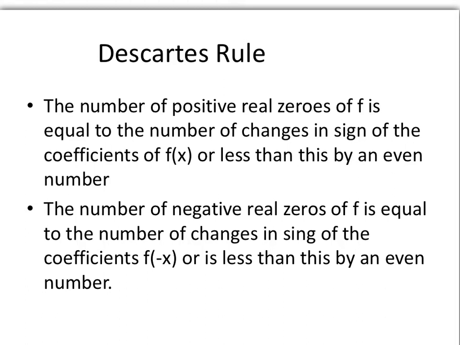Now we're going to look at the last section in 5-7. So this is 5-7, day 3. We're going to look at Descartes' rule of signs.